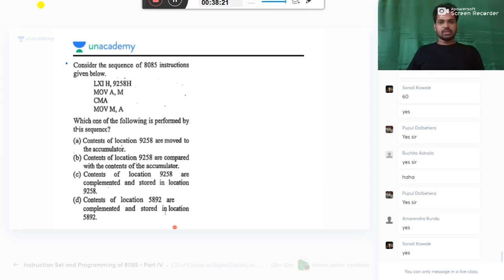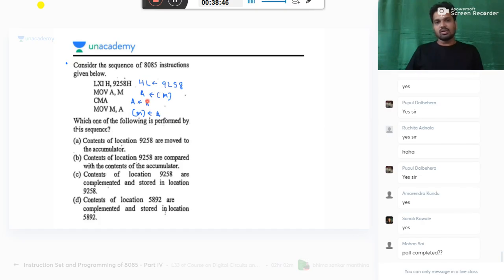See, my dear friends, these are the top results. Okay, now it is a simple question. I hope HL should be copied with 9258. The accumulator is copied with the contents of 9258. Then the accumulator is complemented. Then what happens? Again, the memory is copied with the A. That is, the contents will be complemented and copied back to the memory.